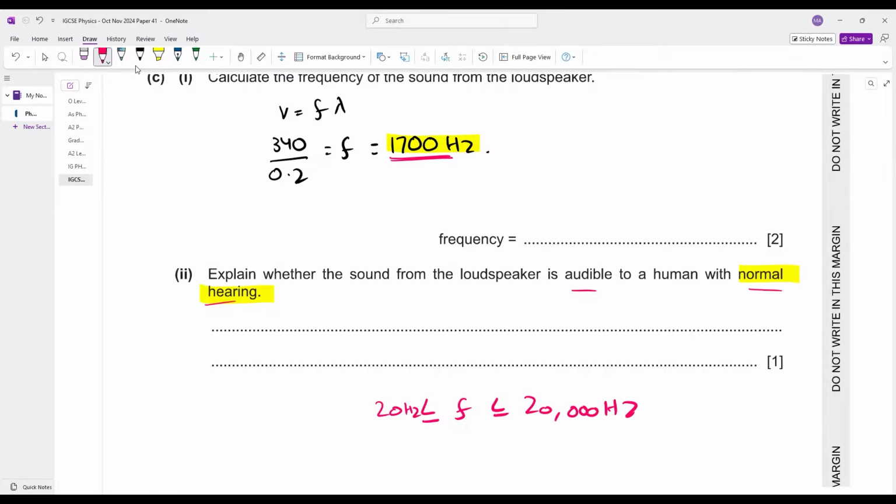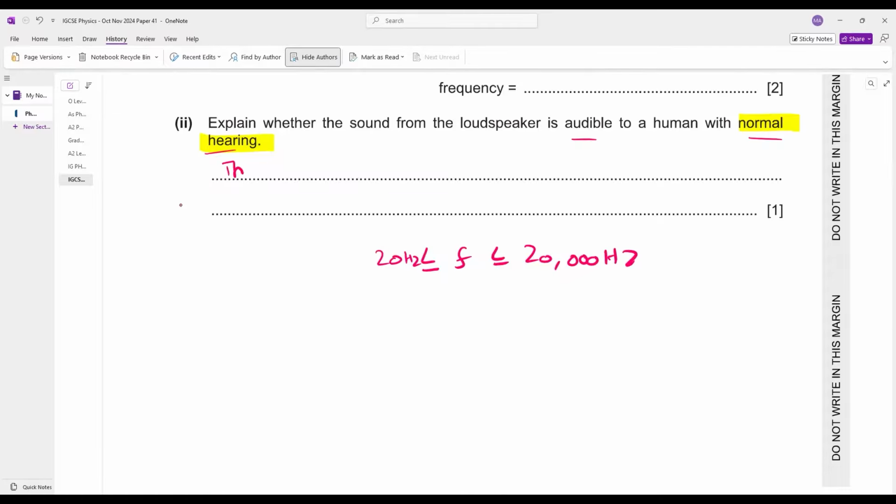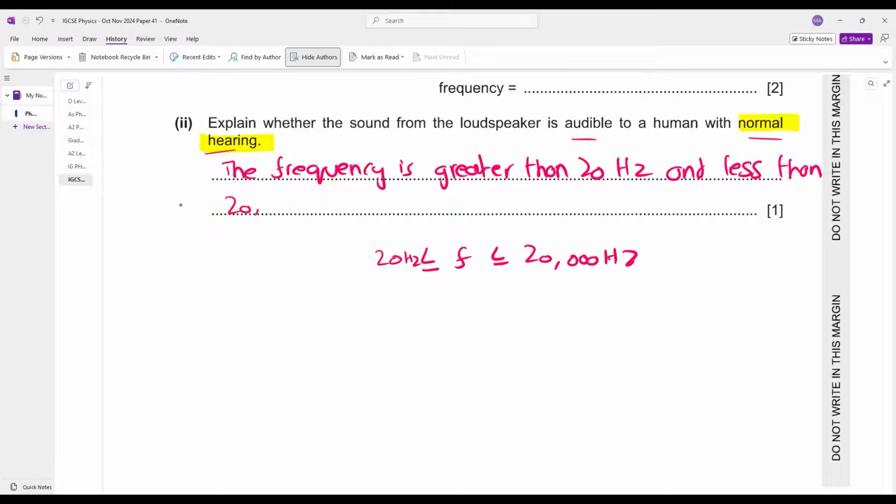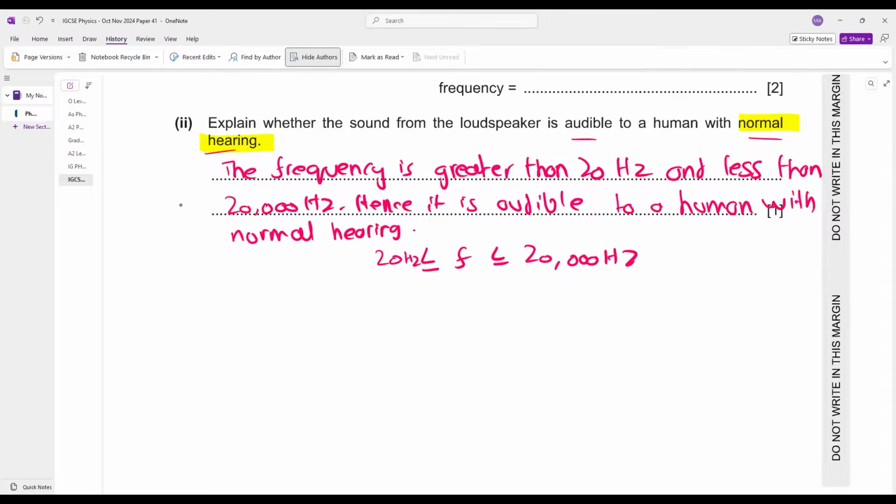Okay. So you will say the frequency is greater than 20 hertz and less than 20,000 hertz. Hence, it is audible to a human with normal hearing. Simple. Nothing complicated here. आगे बढ़ते हैं. Let's move ahead.